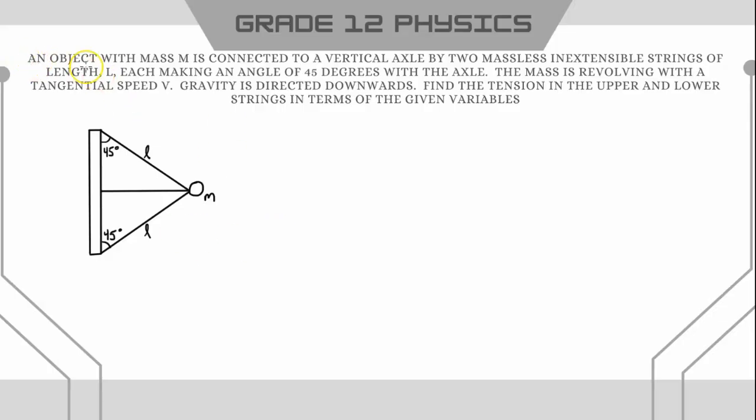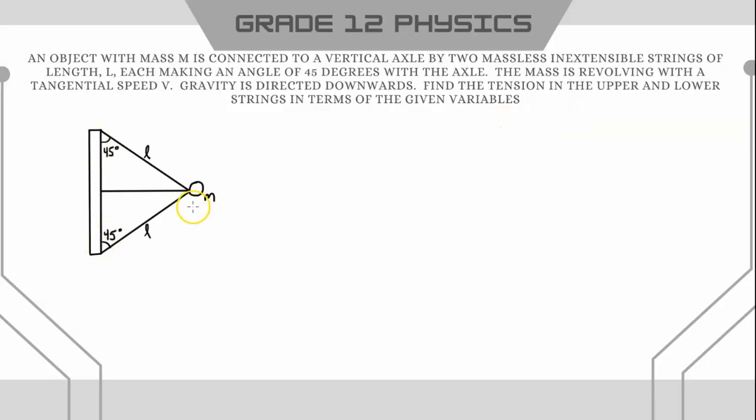Alright, so this problem, we have an object with mass m connected to a vertical axle, as we can see here below. So here's the object connected to a vertical axle with two massless inextensible strings of length L. So we don't have to consider the force of gravity on the strings. That's why it says massless and inextensible, meaning we don't have to worry about any type of elastic energy either. Each making an angle of 45 degrees with the axle. So this here is the axle.